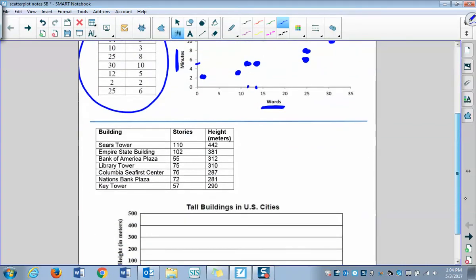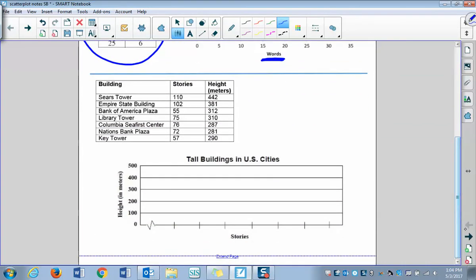All right, let's do this next one. So this is showing the relationship, if there's a relationship, between stories and height of buildings. As you notice, this little thing right there just shows you that we skipped from 0 to get to the next thing. You're skipping numbers.